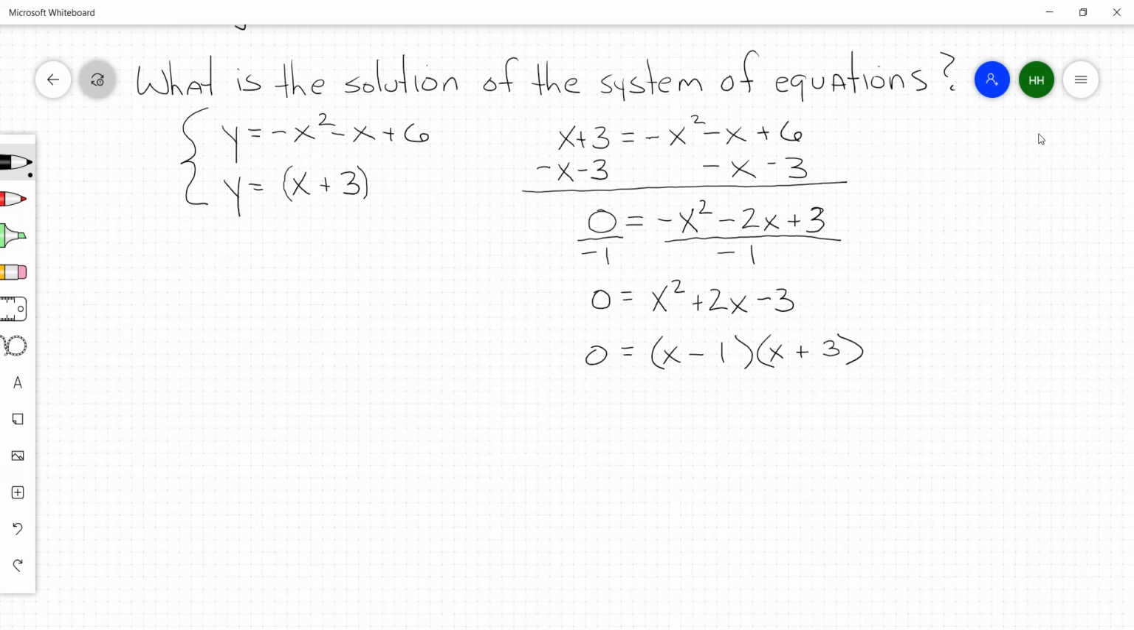So now what you do is you take each factor and set it equal to 0. You take x minus 1 equals 0, and x plus 3 equals 0. Then you solve for your two x's.